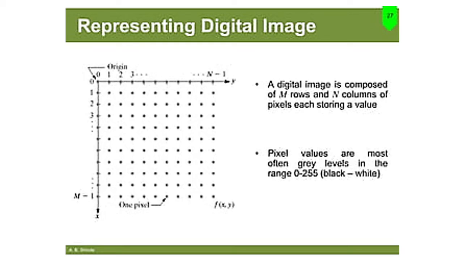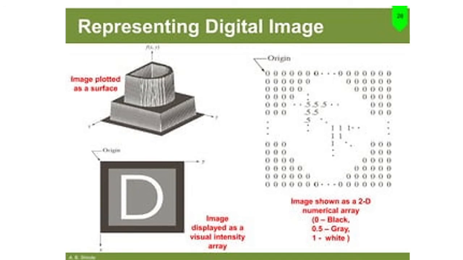The pixel values are most often gray levels, ranging from 0 to 255. What are these intensity values? Each is any one value between 0 and 255. So 0 represents black and 255 represents the maximum white.